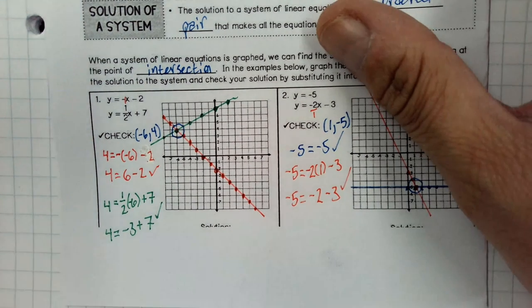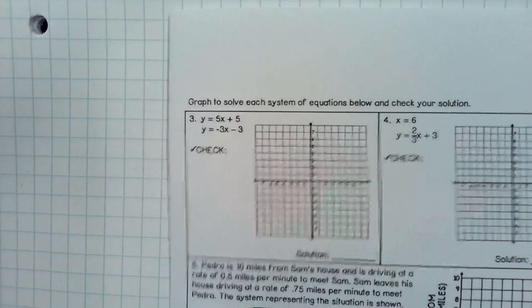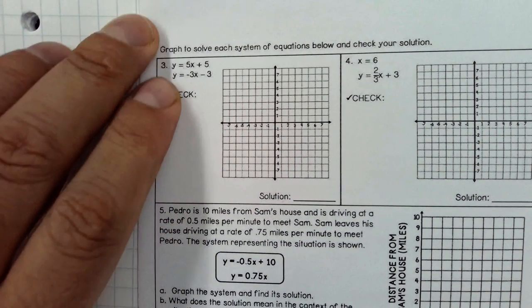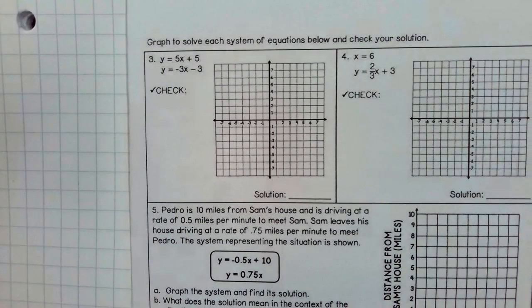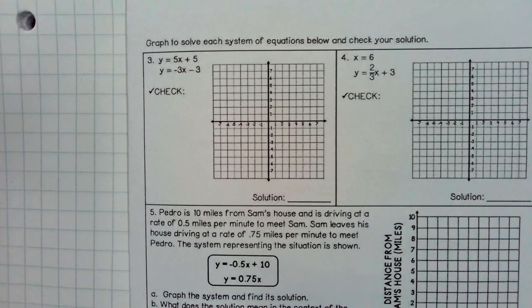Okay. So I would like you to try number 3. Try number 3. Go ahead and graph it. Don't worry about the check. Graph it and see where the two lines cross.